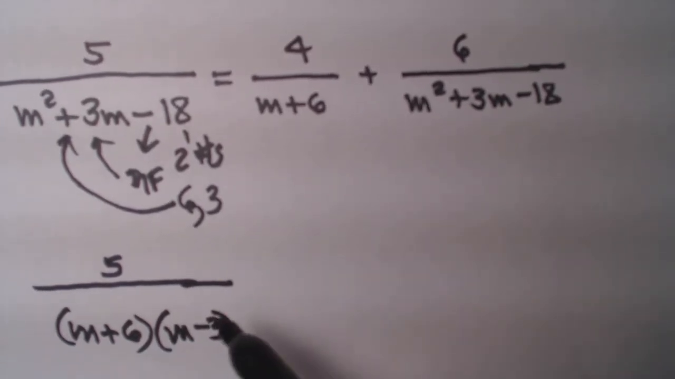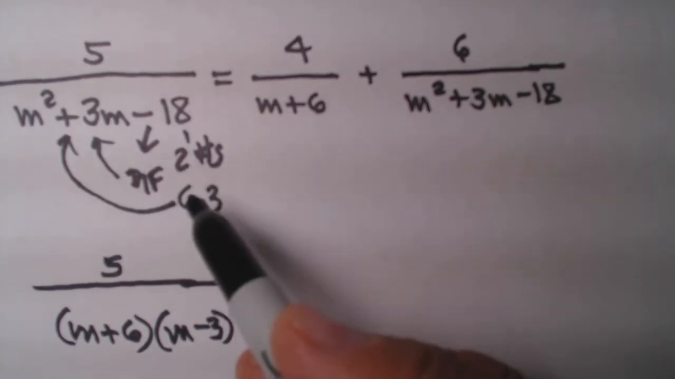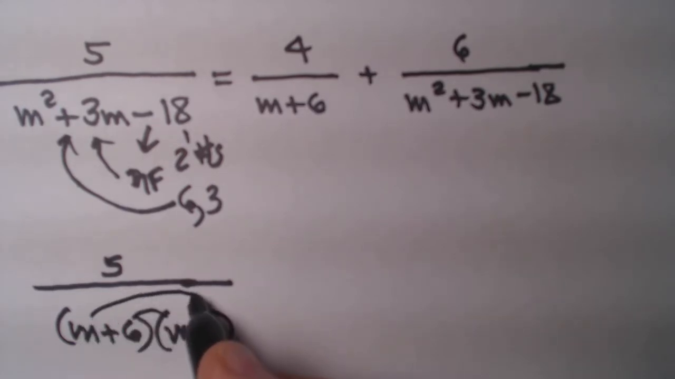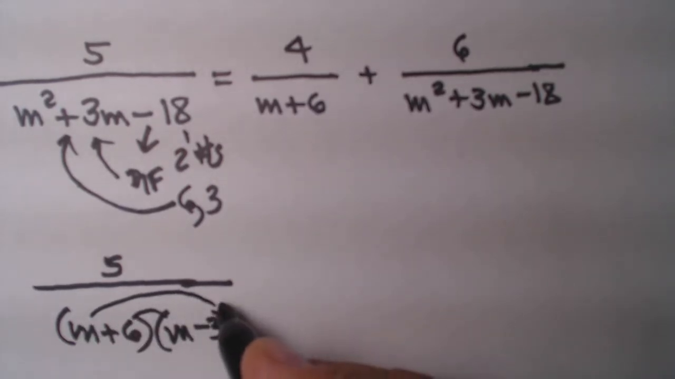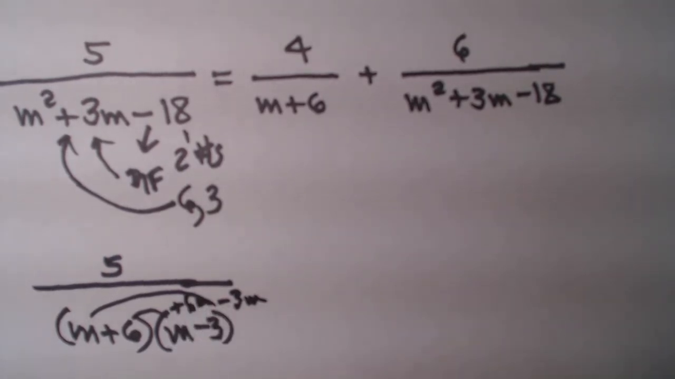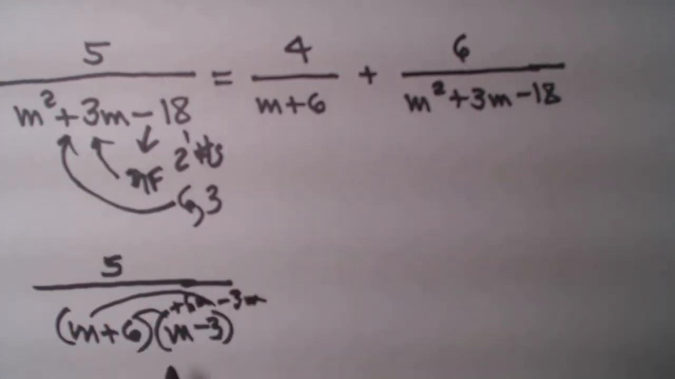Okay, if we multiply this back out, FOIL it. First times first, m times m is m squared. Last times last, plus 6 times negative 3 is negative 18. If we do the two rainbows on here, remember, the big rainbow is negative 3m. The little rainbow is plus 6m. Okay, plus 6m minus 3m is plus 3m. Okay, our factoring is good.